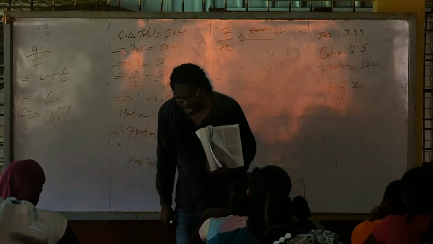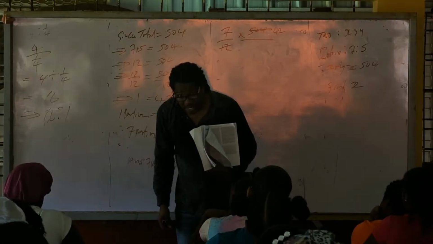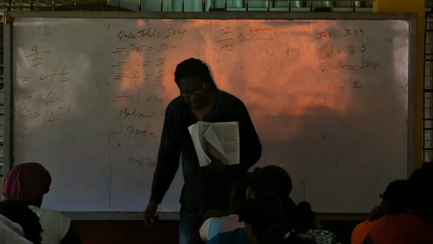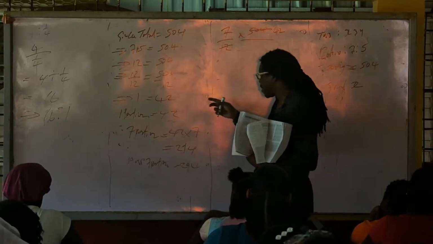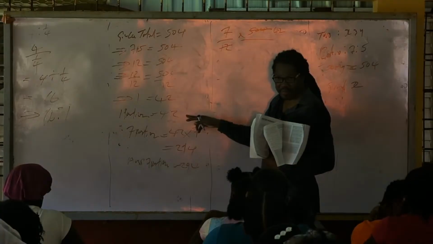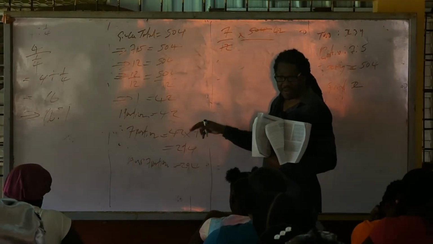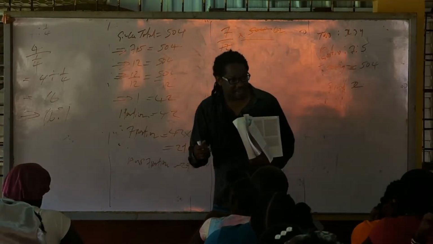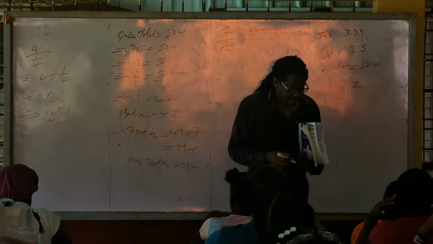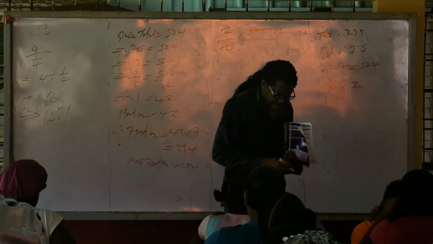What if they said, what is half a portion? Half a portion is half times 1 portion. That means 1 portion divided by 2. Times half means divided by 2. Did you know that? Do you know that times half means divided by 2?